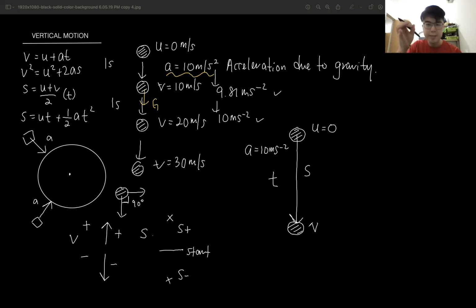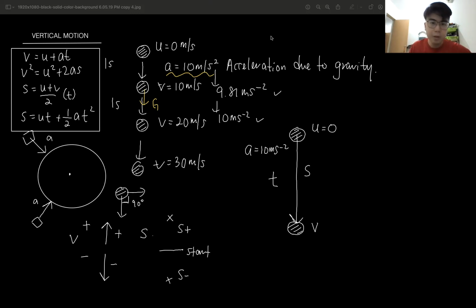Again, we have USTAV. We are going to apply the same equation of motion into the vertical motion. For the acceleration, we are going to take 10 meters per second squared. In your textbook, they will change this A to G and write V equals U plus GT. Actually it's the same thing, just use A. It's the gravitational acceleration.